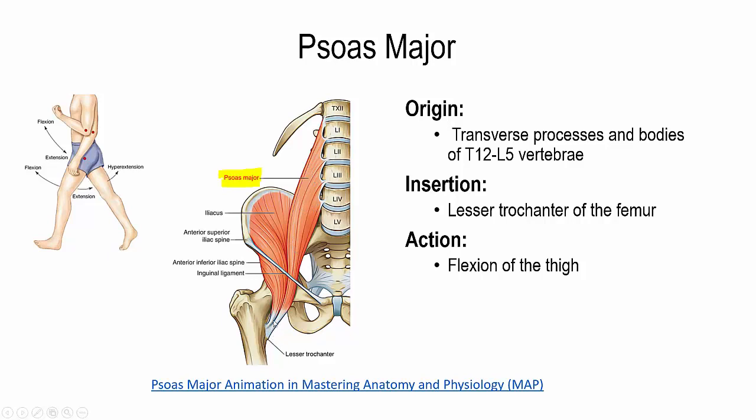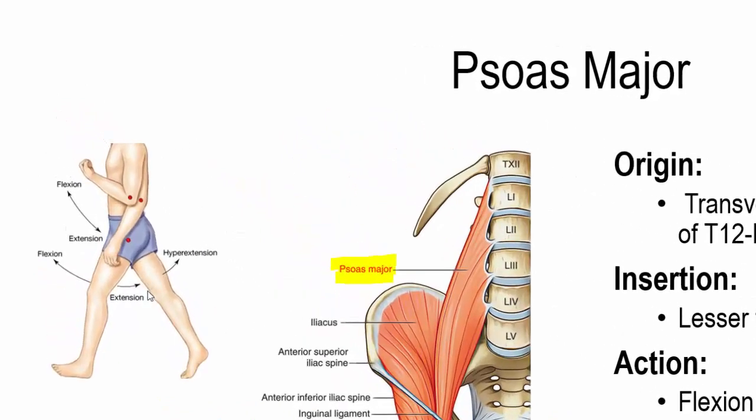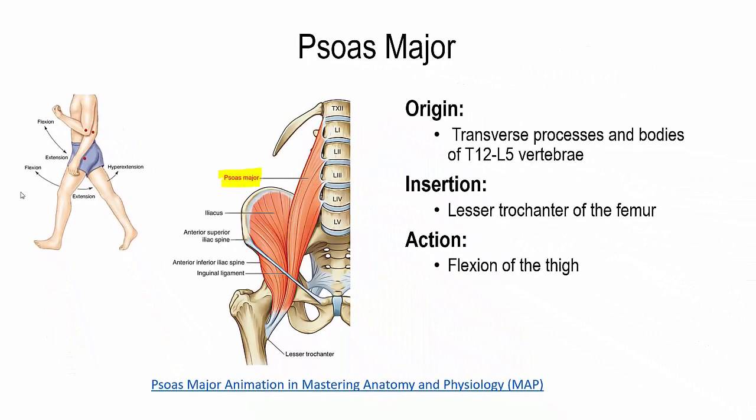It will insert into the lesser trochanter of the femur, which is down here, and the action is flexion of the thigh. We see flexion of the thigh over here on this illustration to the left. Again, if you were standing in anatomical position with your foot down here, flexion of the thigh would be taking that foot and lifting it up as if you were going to kick a ball. That would be flexion of the thigh.